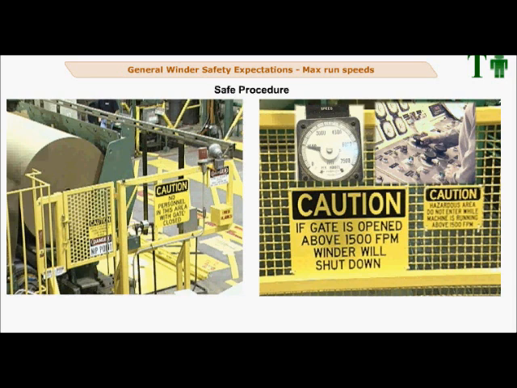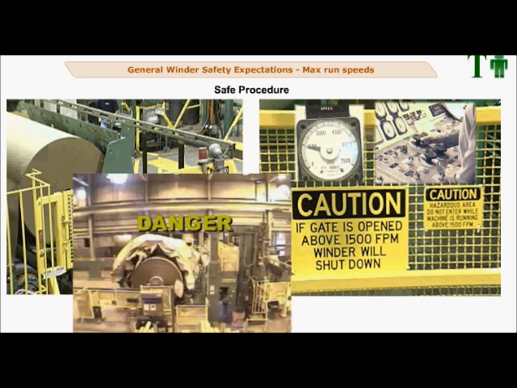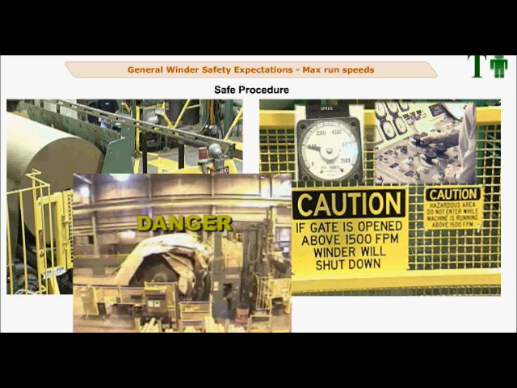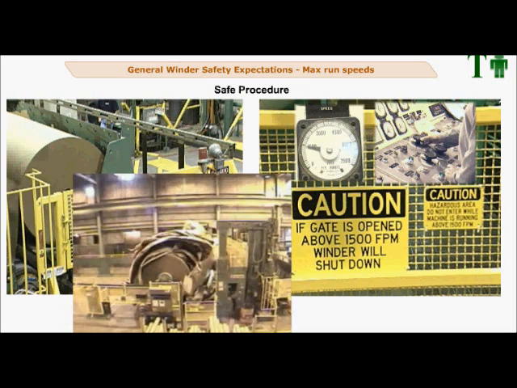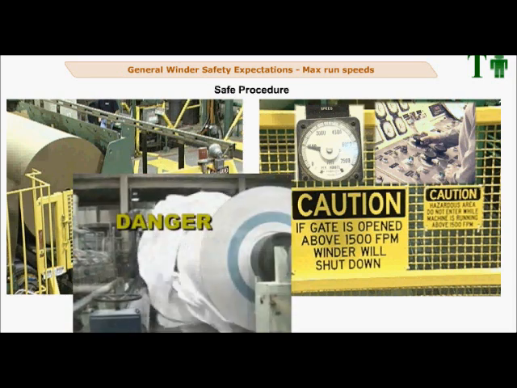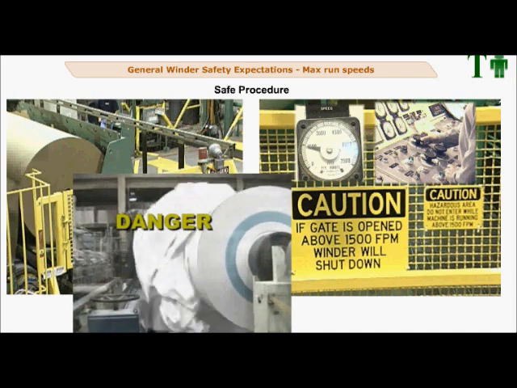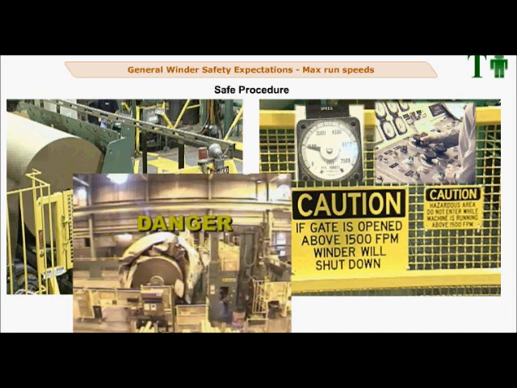There may be slightly higher safe speeds for winders running lighter grades, such as newsprint and fine papers. Some mills may even fully restrict access to these areas during winder operations. The more restrictive procedure is the safest and should therefore be followed.